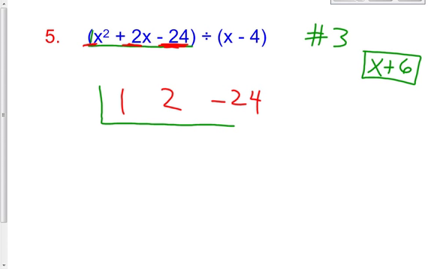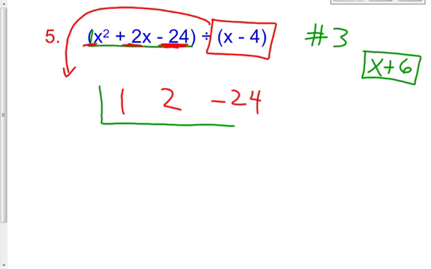Now on the outside of my division bar is going to be this x minus 4. But once again, I'm not going to pull this x minus 4 out here. What I'm going to do is just take the opposite of what is written here with this negative 4. The opposite is obviously a positive 4. So I'm going to bring out a positive 4 right here. It's all part of the algorithm.